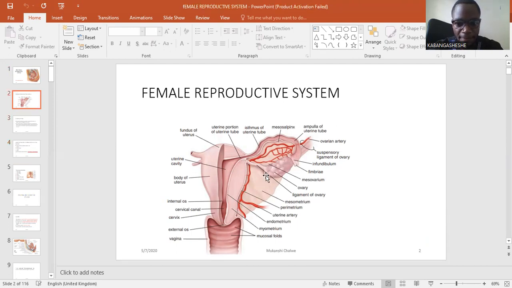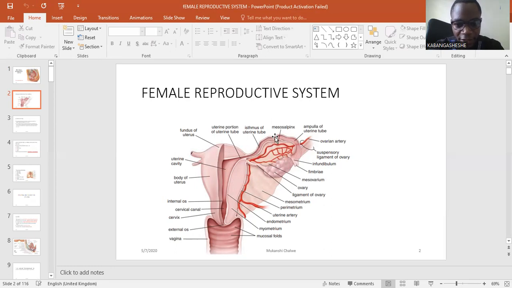Of course, they are suspended by the ovarian ligament. That's the ovarian ligament that is connected to the uterus. Then we have the fallopian tubes, left and right. That is the fallopian tube, or you can simply say the uterine tube. This is quite a long tube and it's highly tortuous. It is coiled. It's not a straight tube.